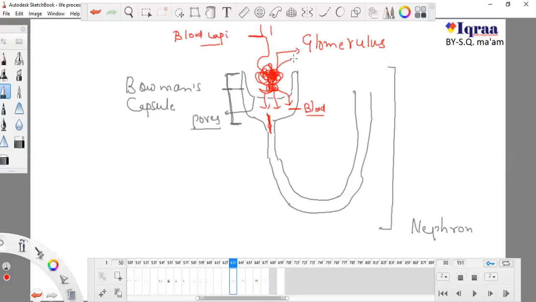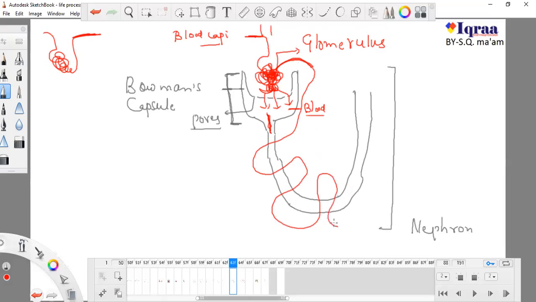So this blood capillary from this side is the coming one and it is making glomerulus. And from this side, it is the same thing. It will start following this nephron part. And from this nephron part, it will start taking things back.